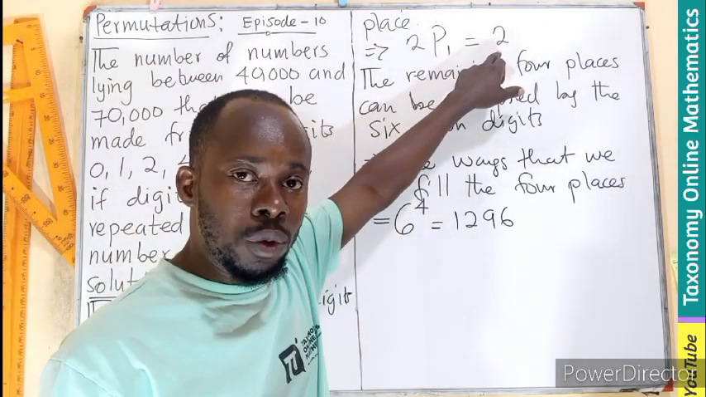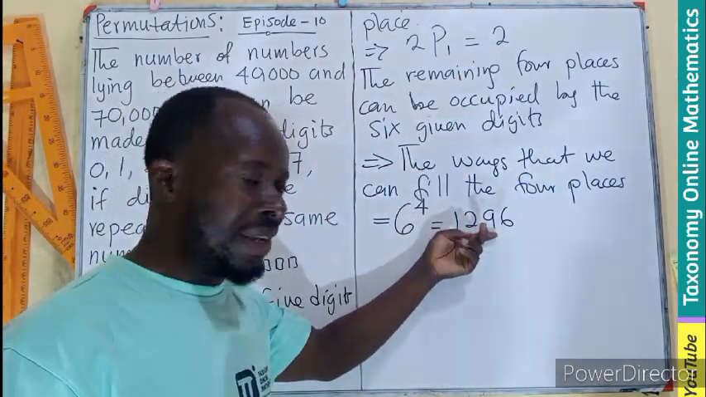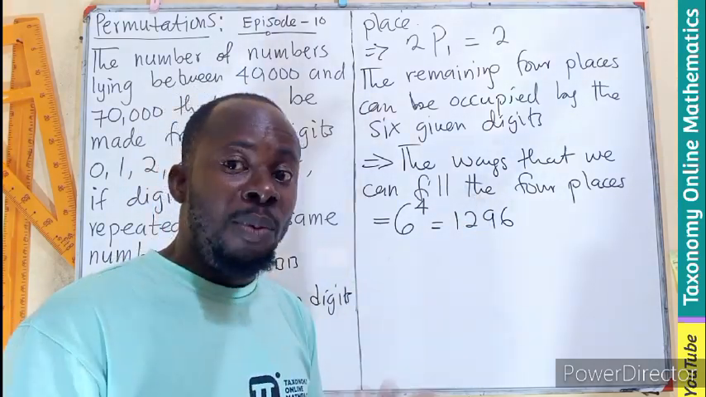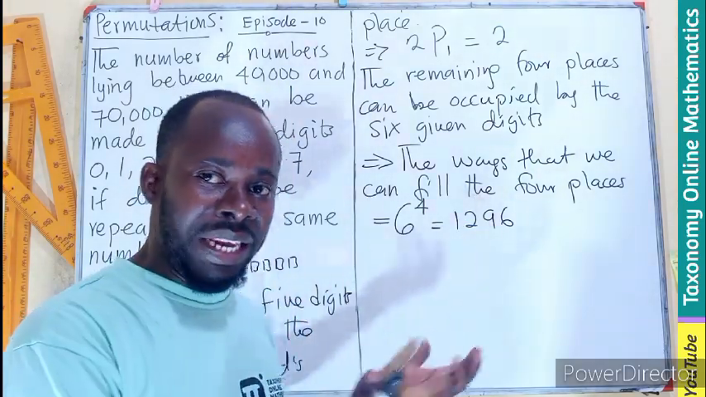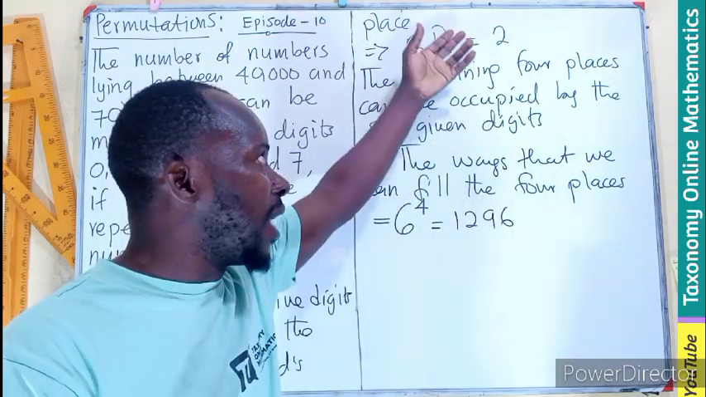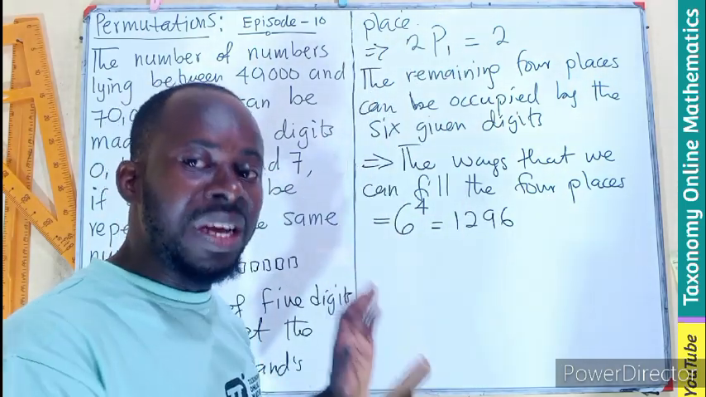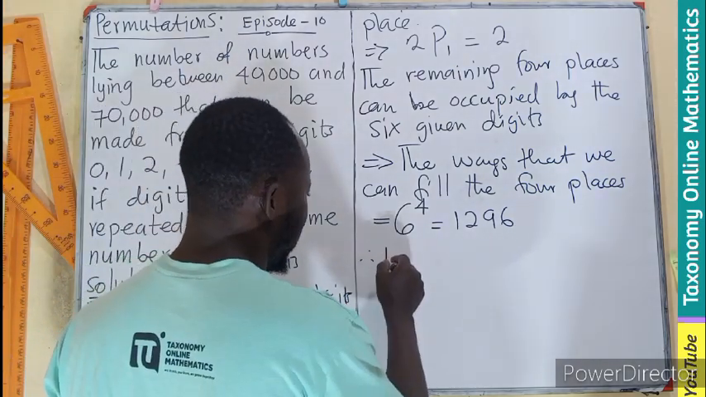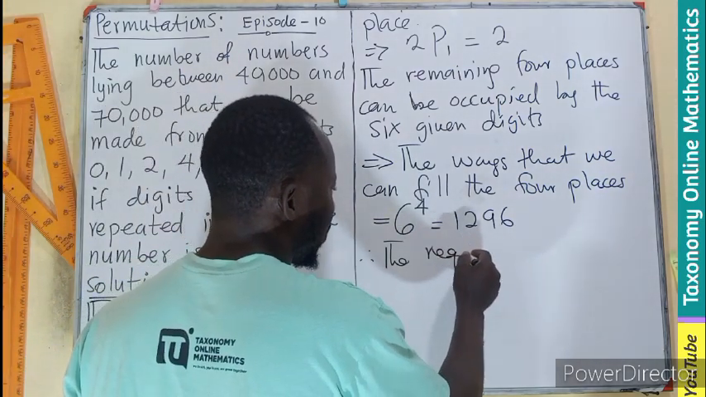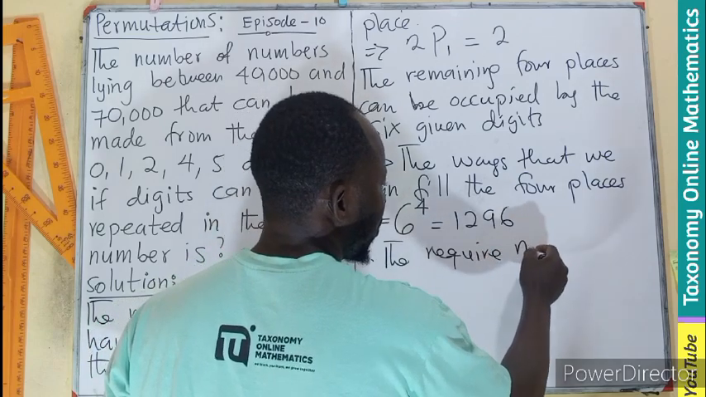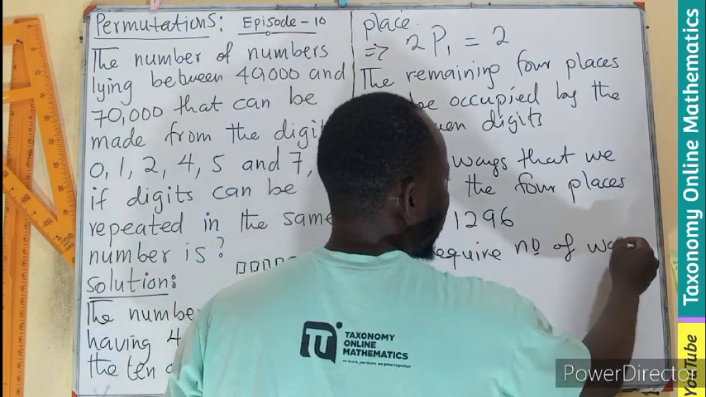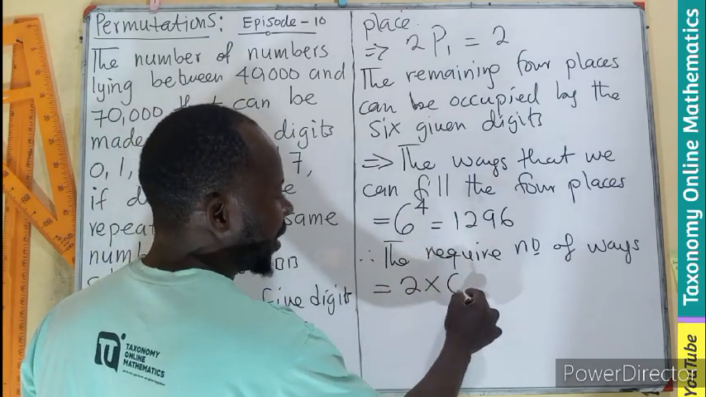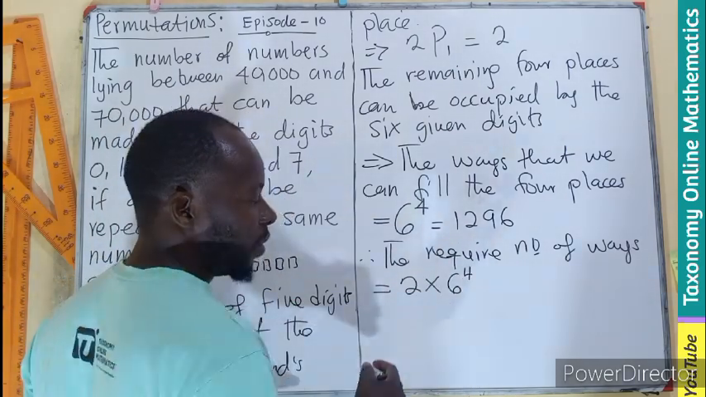So we can say that the required number. We are dealing with 2. We are dealing with what? This 1,296. Remember the fundamental principle of counting. We need to multiply in these 2 places. Since we have 2 as the first position, the remaining ones will multiply. So we have, therefore, the required number of ways is going to be 2 times 6 exponent 4.